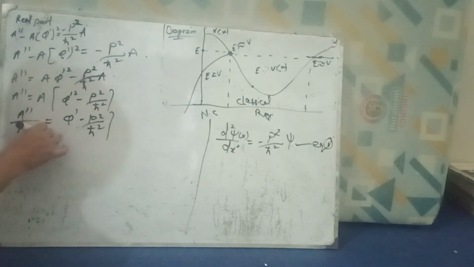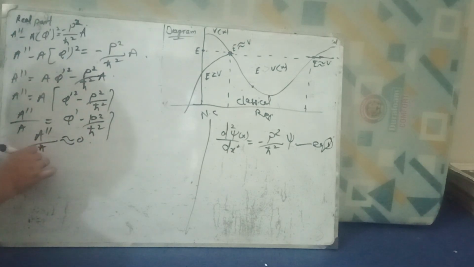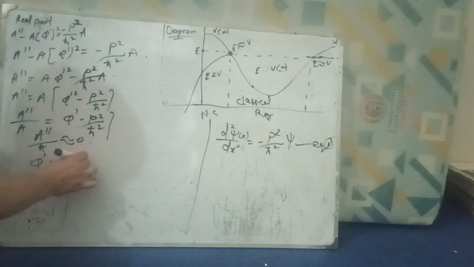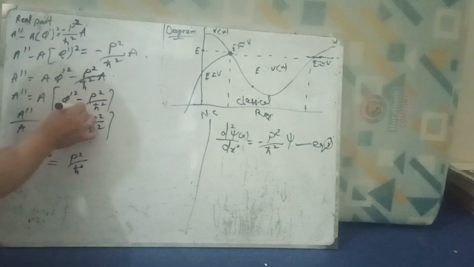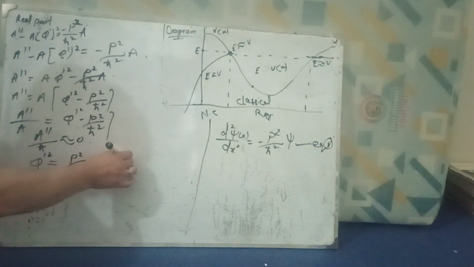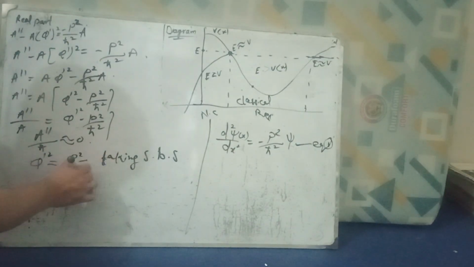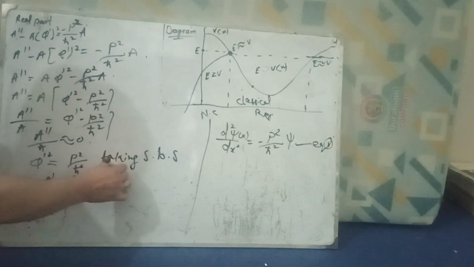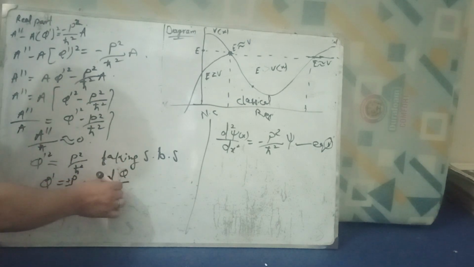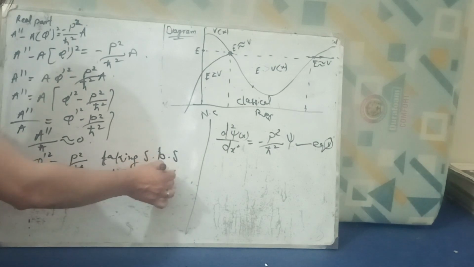So A double prime divided by A is nearly equal to 0. Then phi prime squared will be equal to p squared divided by h cut squared, taking the square root on both sides, so phi prime will be equal to plus minus p divided by h cut, that is d phi by dx will be equal to plus minus p divided by h cut.